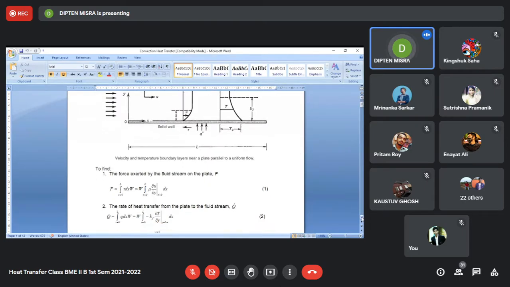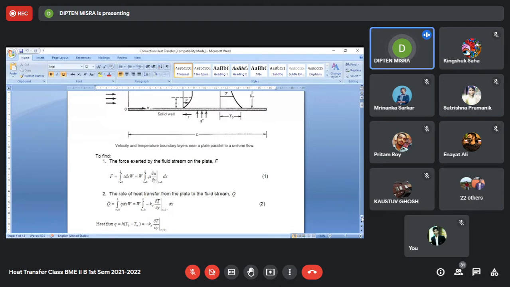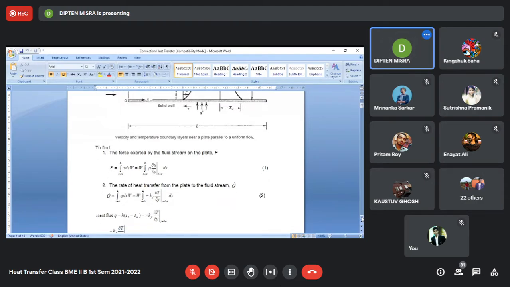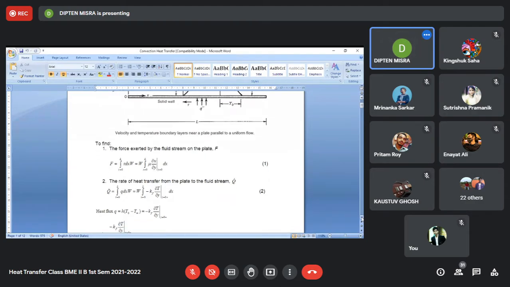Now, similar to that, you also have to address a question for the case of heat transfer.